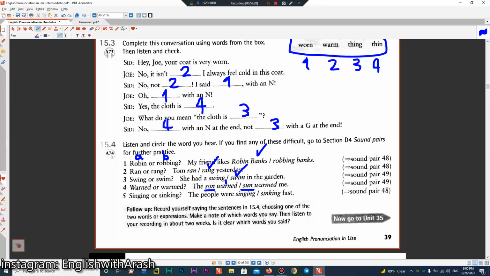So you say warned. I also heard warned. Let's go to the last one. Singing or sinking.